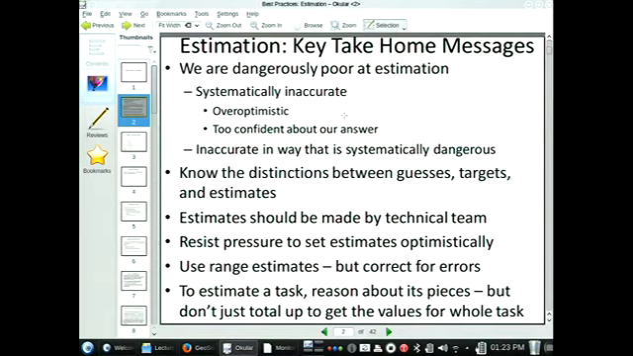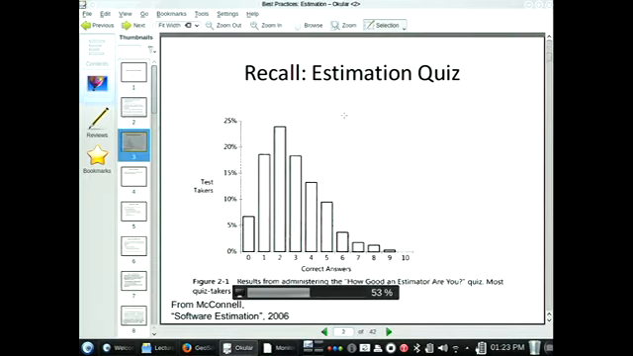So these are some key take-home principles associated with estimation. Okay? And these are eminently examinable. So we're going to expand on these and, as time allows, go into considerable detail. So you'll recall this estimation quiz. And this is a graph from the author of the book from which this is derived, Steve McConnell, in his book Software Estimation, which shows historical performance across the various workshops he runs and how many people had how many correct answers.